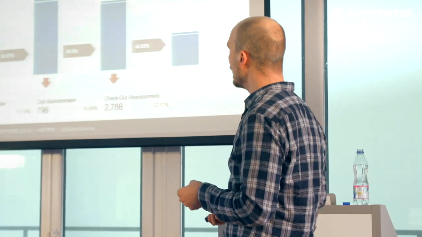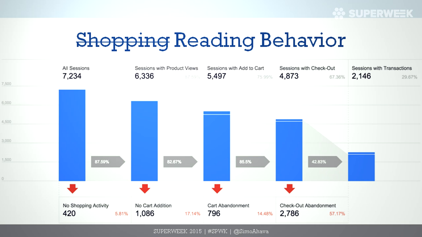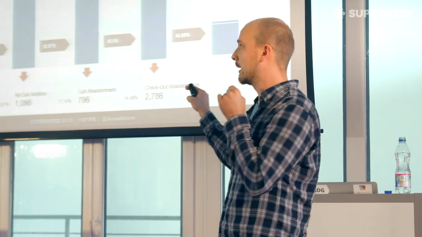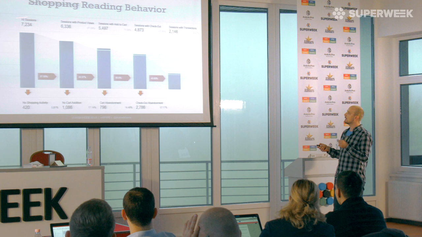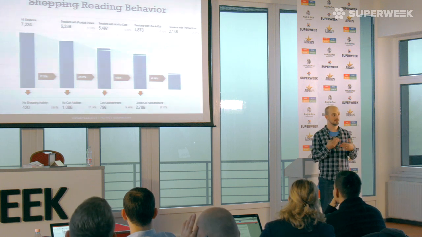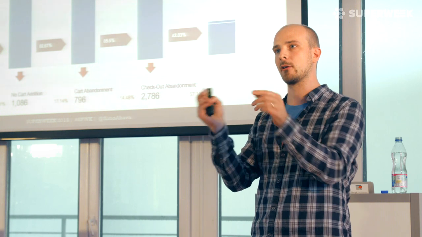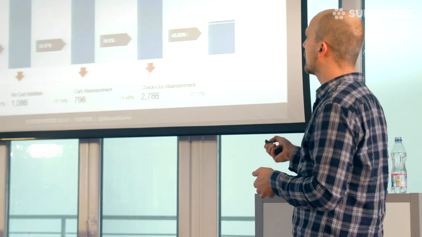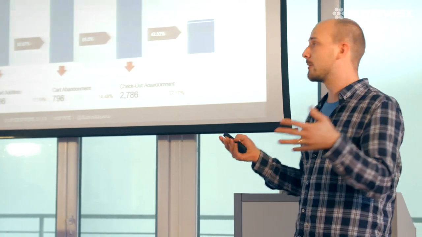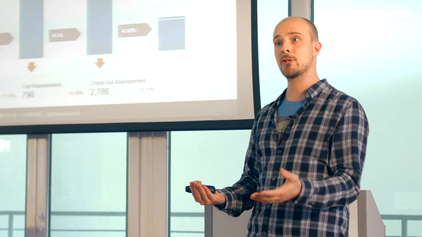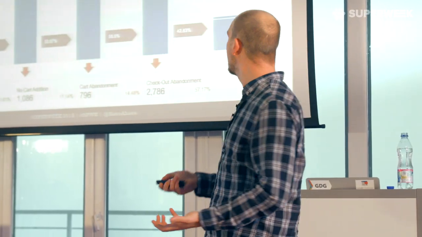So this is the shopping behavior. I've changed it to reading behavior. These are all examples from my blog, so I'm actually measuring my blog with Enhanced Ecommerce right now. I can see that last week I had like 7,000 sessions. 6,000 of them had product views. So they saw an ingress or a title of my article. 5,500, no, sorry, these are detail views. So people actually opened the product. Then I saw that 5,500 actually started reading. Add to cart on my blog is starting reading the text.